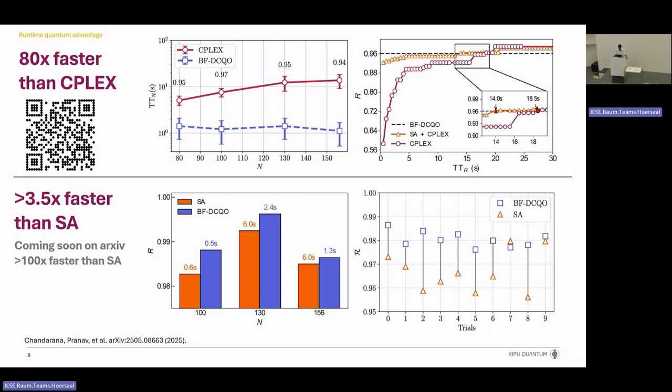So as you can see, here we plotted all the experimental results for the bias field DCQ and compared it with Cplex. And as I said, there is no tuning in our case for the quantum algorithms. We are mostly considering the runtime of the hardware, assuming the number of shots that you can take is in the range of 10,000, which is a realistic number for the current hardware.